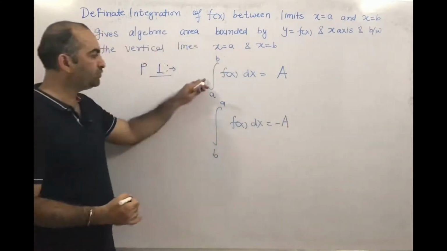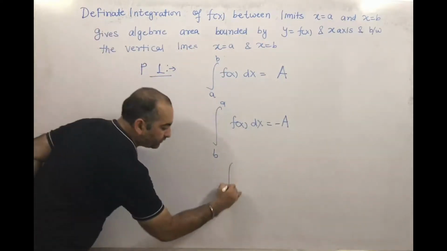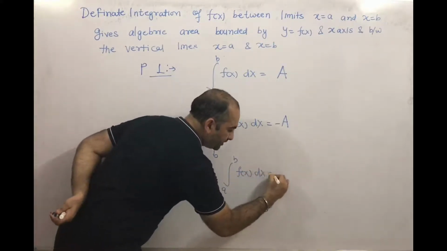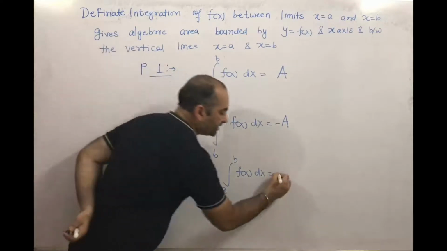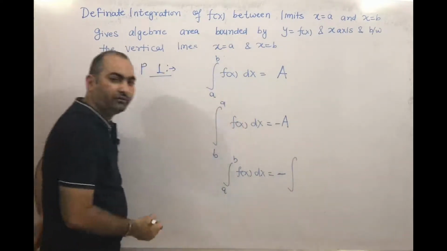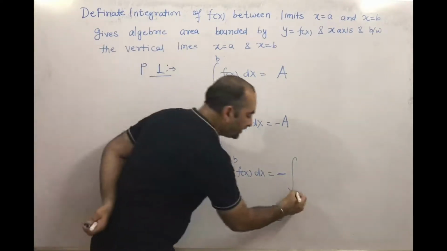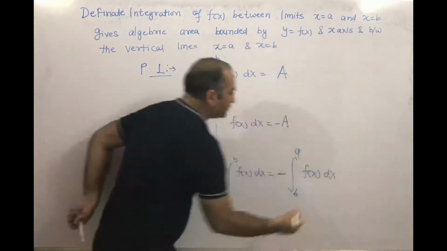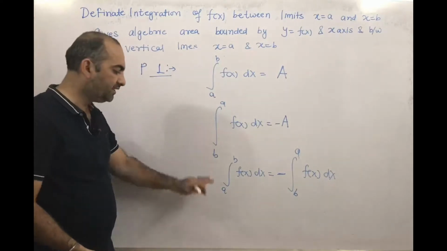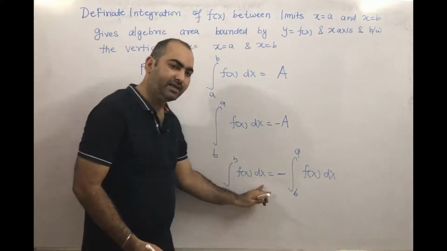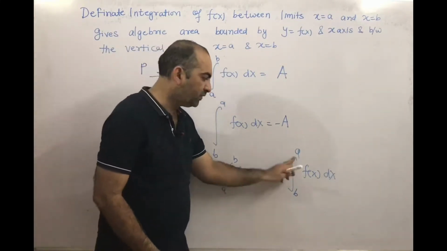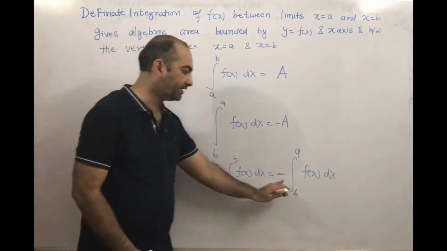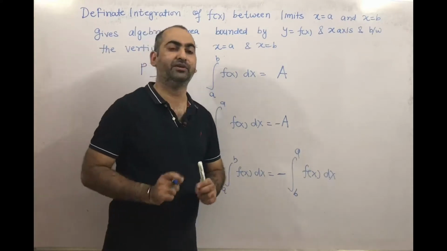So from these 2 points we can say that integration of a to b f(x) dx is equal to minus of integration of b to a f(x) dx, where we have to change the limit. So if we change the limit, then we get a minus sign. This is your first property of definite integration.